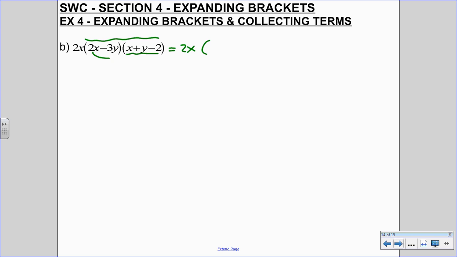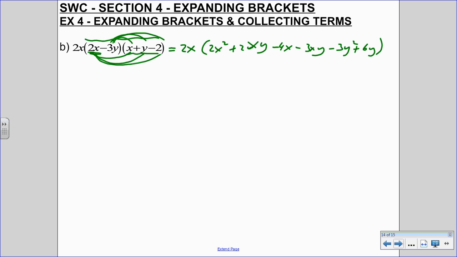Again, systematic. So 2x times x, 2x squared. 2x times y, plus 2xy. 2x times minus 2, so minus 4x. Now that's 2x dealt with. Let's deal with the last number. So minus 3 times x, so minus 3xy. Minus 3y times y, minus 3y squared, minus 3y times minus 2, plus 6y.